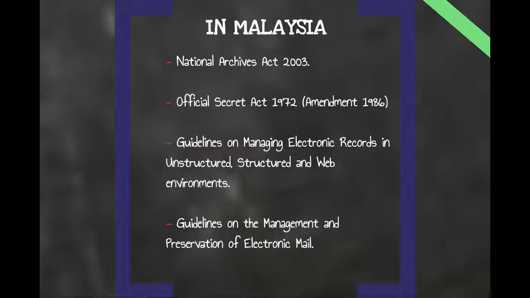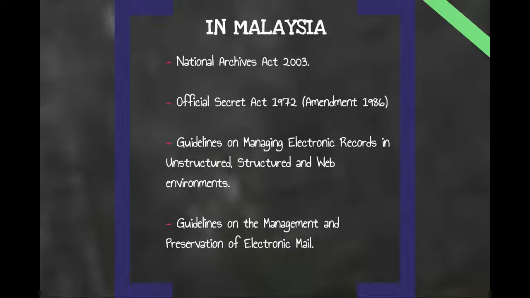For the national level, in Malaysia, the Malaysian government, especially the National Archive of Malaysia and Malaysian Administrative Modernization and Management Planning Unit or MAMPU, has legislated various regulations, procedures, and guidelines to formulate a comprehensive records management program such as the National Archive Act 2003, Official Secret Act 1972, Amendment 1986, Guideline on Managing Electronic Record in Unstructured, Structured and Web Environments, and Guideline on the Management and Preservation of Electronic Mail.